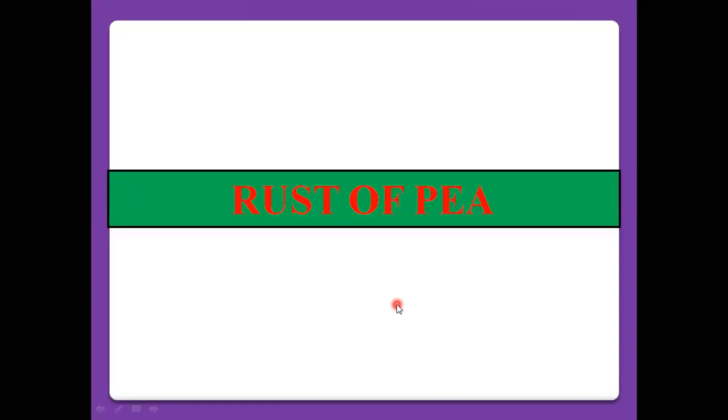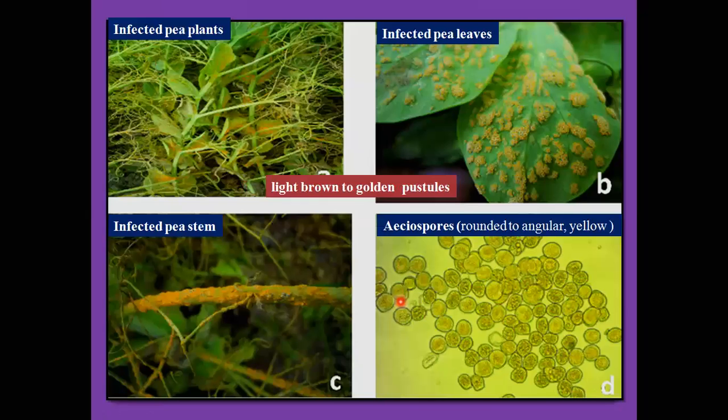Then next one, rust of pea. Okay, so this rust disease can also be seen on the pea plants and produces typical symptoms on the leaf portion. Okay, so this is the leaf portion, this is the stem portion or side branching or tendril portion of the pea plants. Means light brown to golden pustules are seen on the lower side of the pea plants. Also, these light brown to golden pustules are seen on the stem portions.